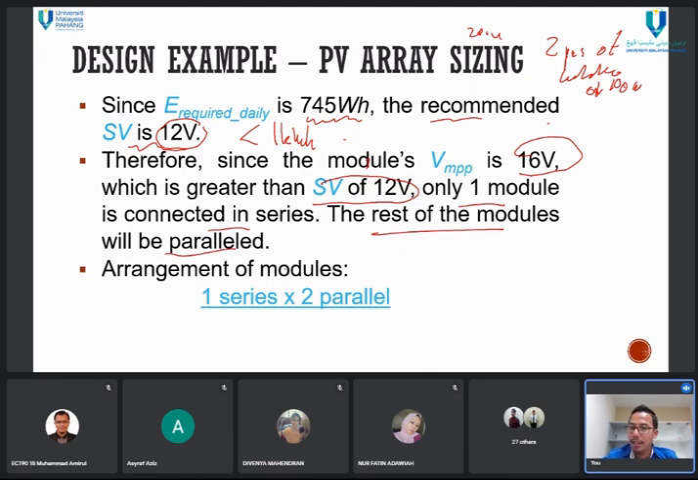So the connection arrangement of modules is 1 series and 2 parallel. Because we need only 1 module connected in series in order to charge the battery, since the system is 12 volt. So the connection becomes like this. How do I connect it? Maybe like this.